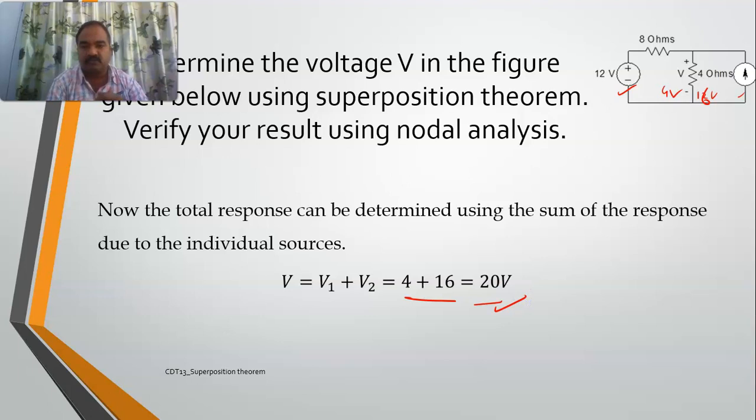Now you have understood how to determine the voltages, how to determine the responses using the superposition theorem. We will take one source at a time. We will determine the response. Like that, for all the sources we will determine the response and then we will algebraically sum them to obtain the total response. Okay.